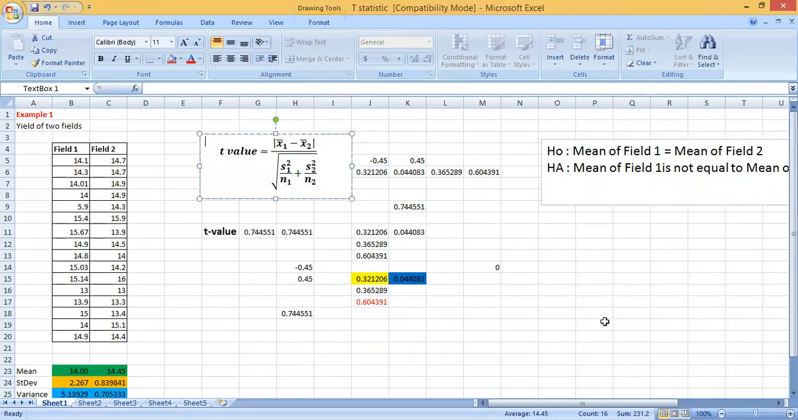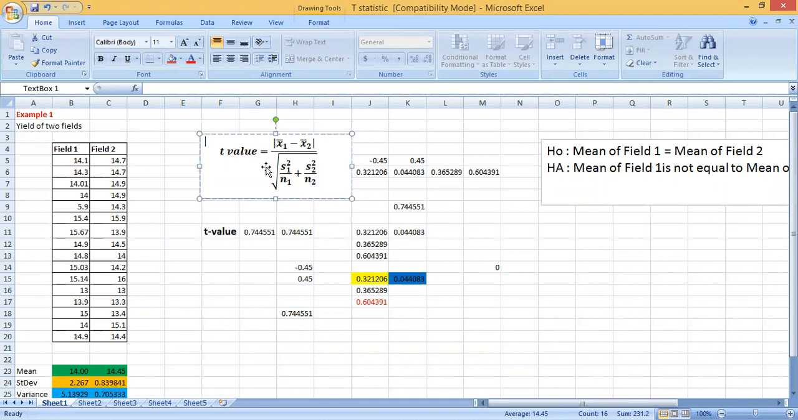What is the null hypothesis here? The null hypothesis is that the mean of field 1 is equal to the mean of field 2. And the alternative hypothesis is that the mean of field 1 is not equal to the mean of field 2. So now we are going to check whether the null hypothesis is accepted or not.